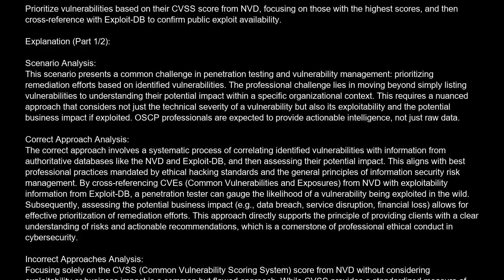The correct answer is D. Prioritize vulnerabilities based on their CVSS score from NVD, focusing on those with the highest scores, and then cross-reference with ExploitDB to confirm public exploit availability.